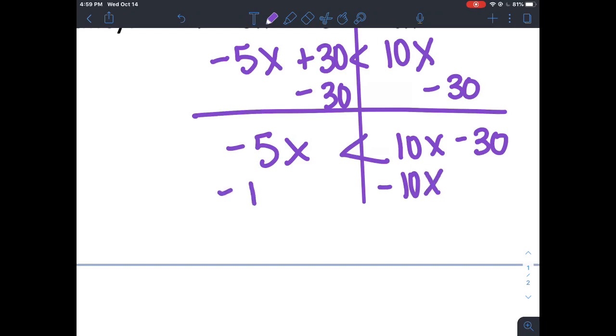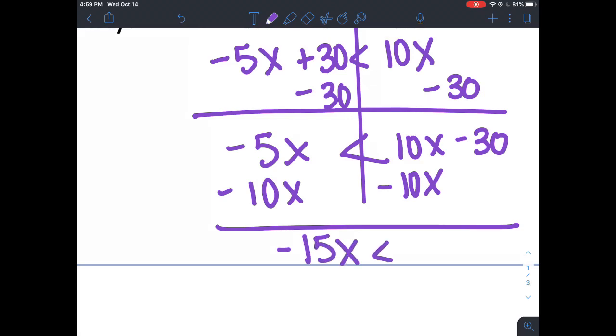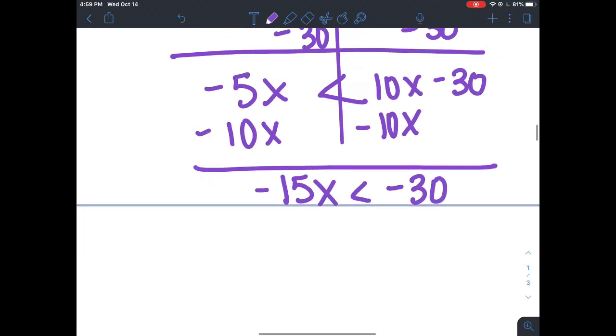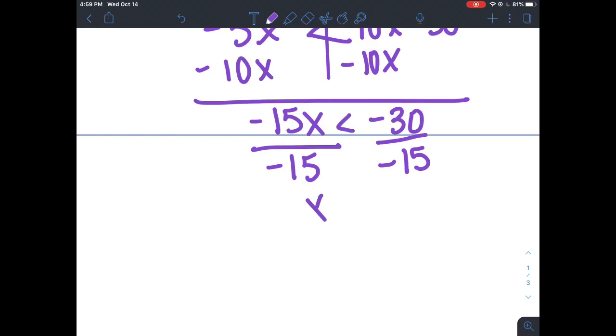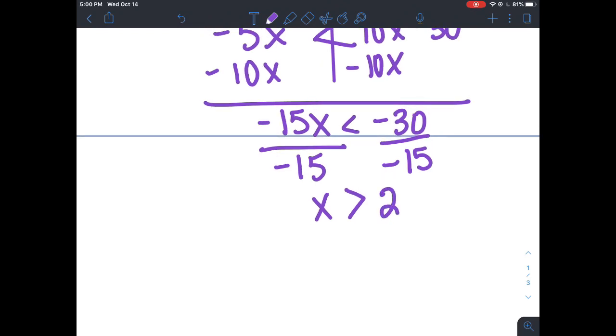We'll subtract 10x from both sides. And that equals -15x is less than -30. And then the most common mistake is that dividing by -15 on both sides is going to flip my inequality symbol. So instead of less than, it's now greater than because I'm dividing by a negative. So that'll change the sign. -30 divided by -15 is 2. All right, so x is greater than 2 is your final answer.